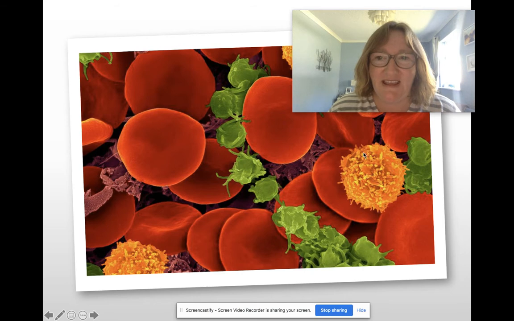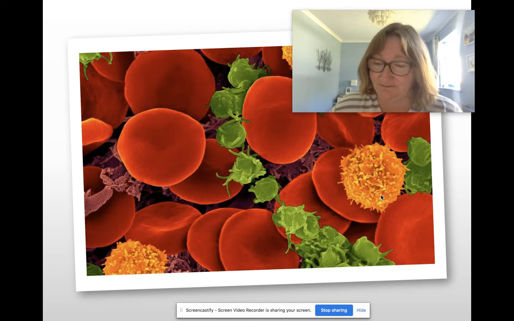And the orange thing here is called a T cell, and that's something that fights infections. So if you've got something nasty in your blood, these would go and fight it and try and kill it so you don't get ill.